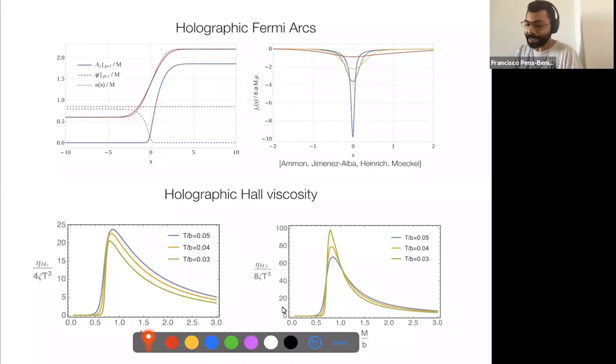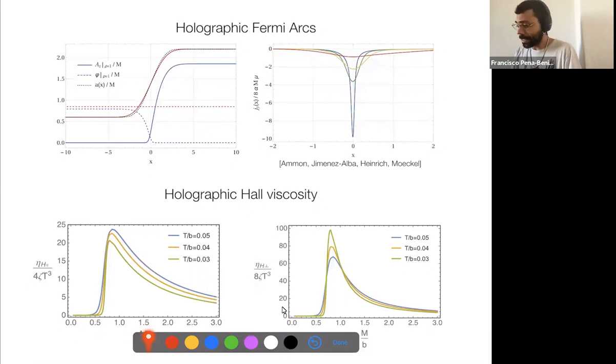So it may be weird for you to hear about the Hall viscosity because in principle, in three dimensions, Hall viscosities are not allowed if you have isotropy. But that's the point, that the system is not isotropic. You are breaking the isotropy by this vector field that is splitting the cones, and then Hall viscosity is allowed.